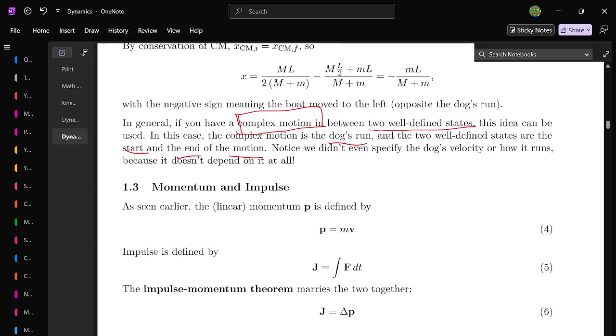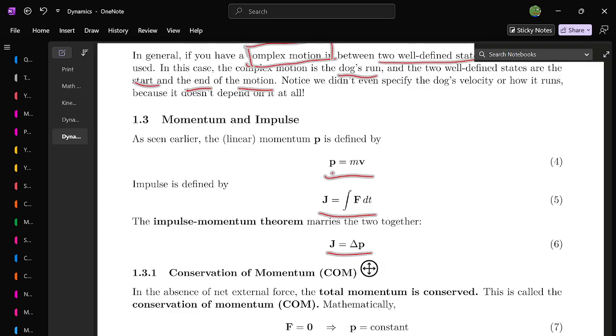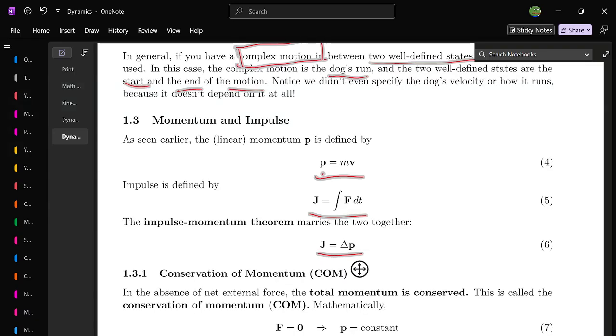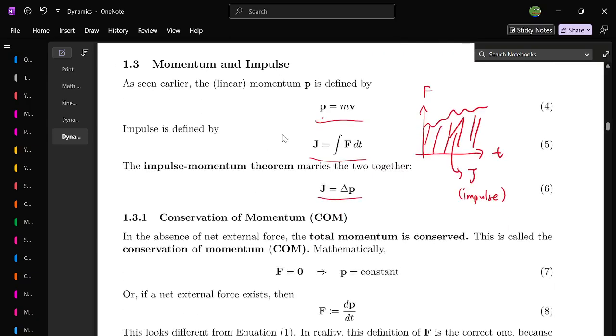Okay, so the next concept is momentum and impulse. I think you guys should have seen this before. It's just saying that if you have any random function, you plot force against time, the area under that is your impulse. Nothing too fancy about that. So the impulse-momentum theorem will relate your impulse to your change in momentum.